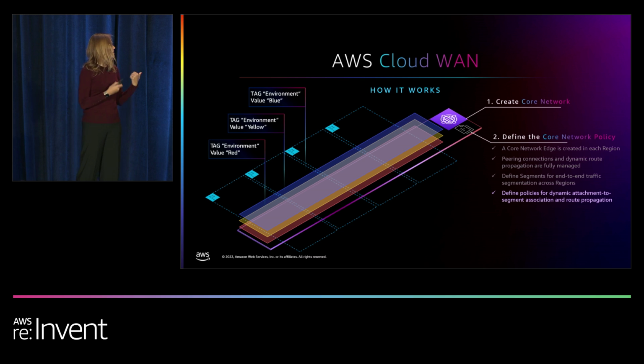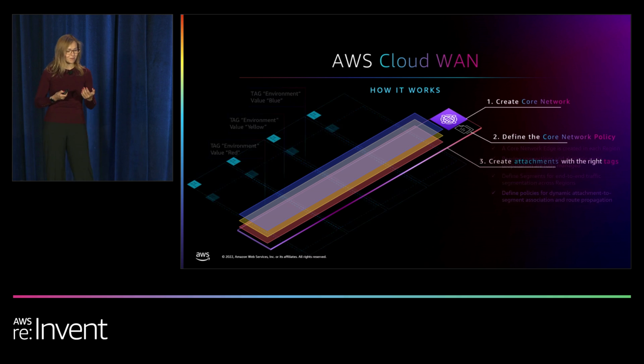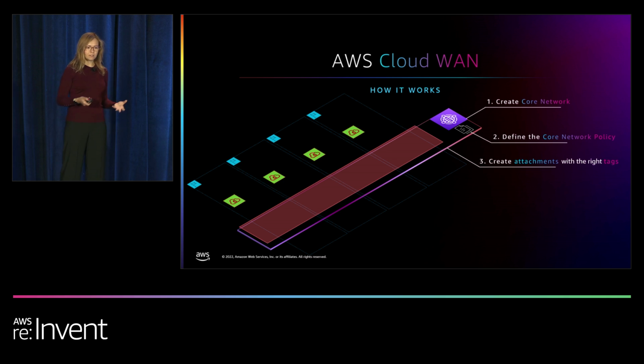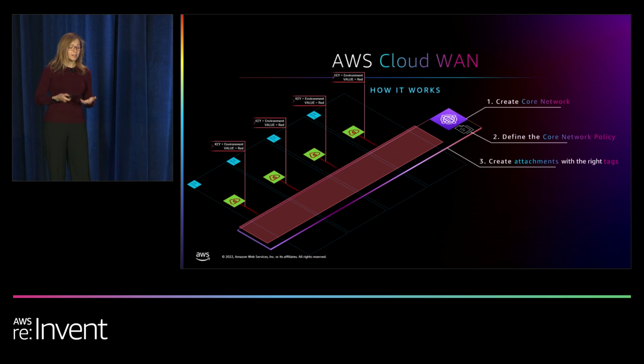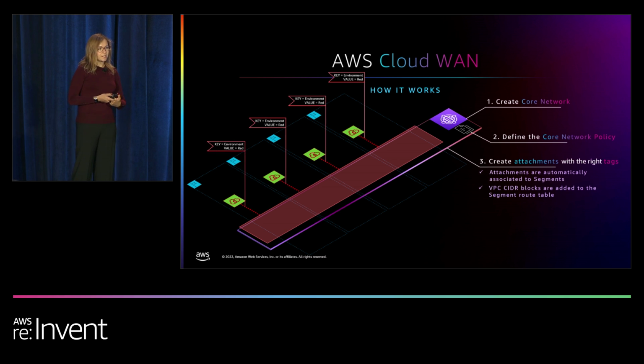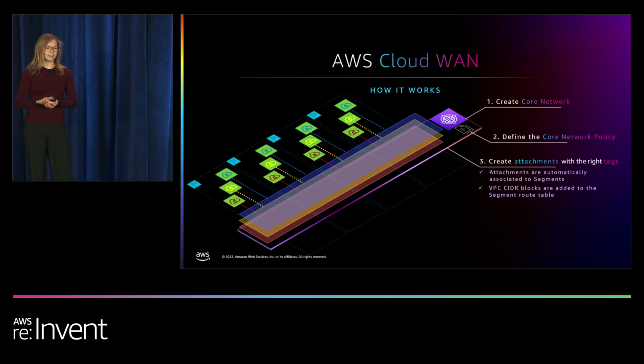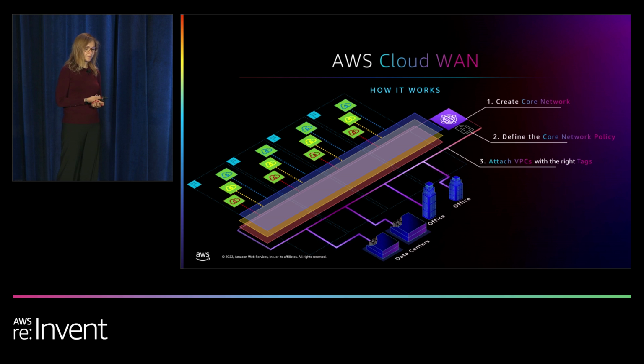So based on the policy, you can match different conditions. I've chosen here to put the tag environment, and the value is prod, dev, stage, or red, green, blue. And once the attachments from different constructs like VPCs or VPNs get created with the appropriate tag, they get automatically attached and propagated to the right segment, right? This happens with all the segments that we define in Cloud WAN.